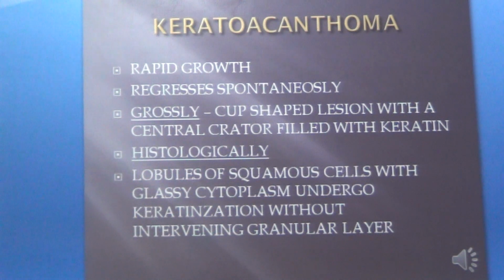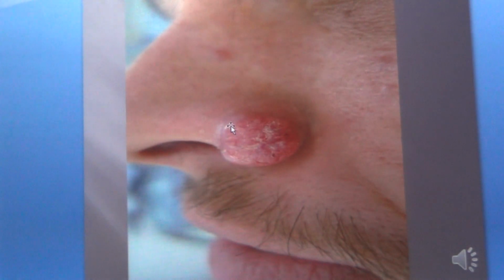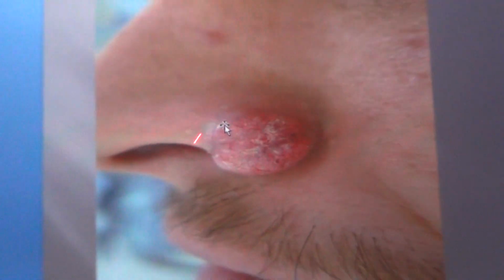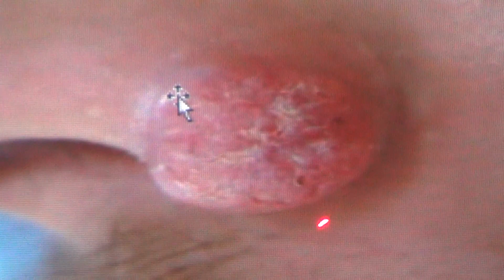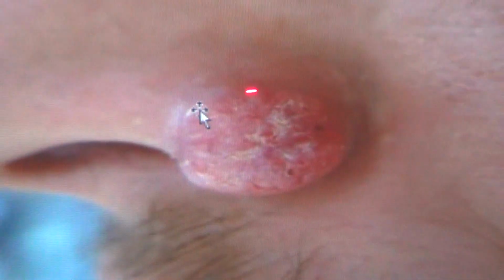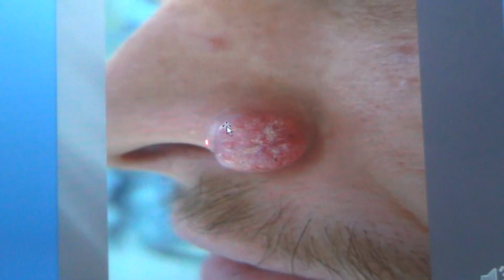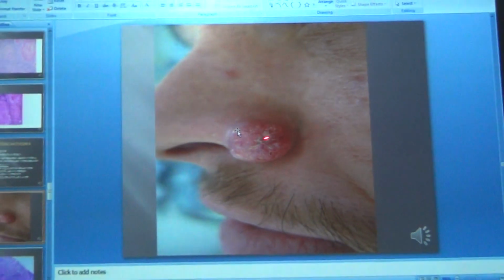Lobules of squamous cells are seen just like squamous cell carcinoma, but it is not squamous cell carcinoma. I will discuss this again in my coming slides. This is the keratoacanthoma. You see a cup-like structure in the center of which you see these whitish keratin.